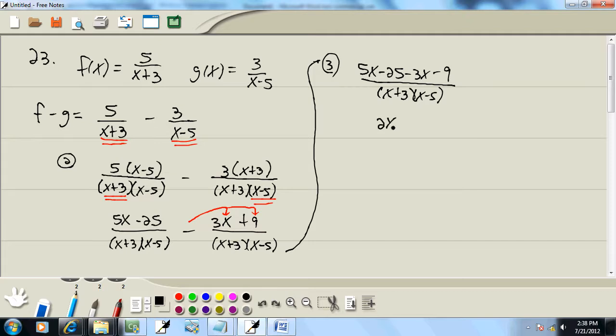5x minus 3x is 2x. No matter where you are in math, combine together like terms. Negative 25 and negative 9 gives us negative 34, I believe. Yeah.